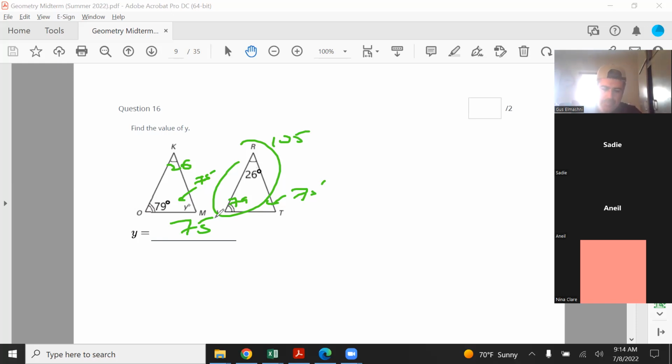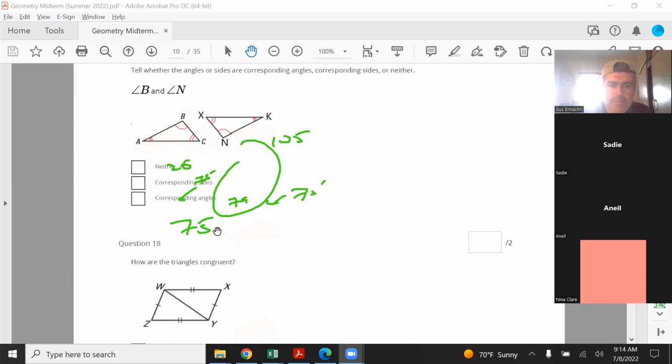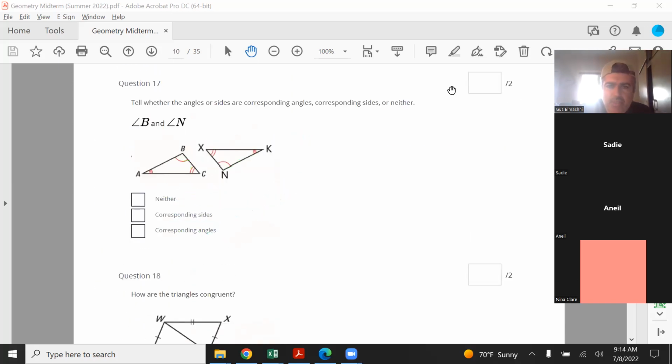Okay. We're halfway through here. 17. Those are corresponding angles, obviously. So, I mean, obviously, if you said B and K or B and X, it would be neither, but those are corresponding angles, so that's pretty easy.